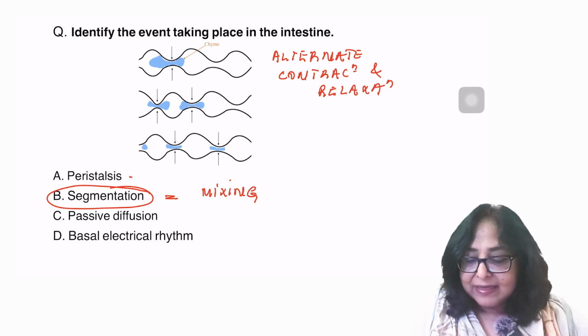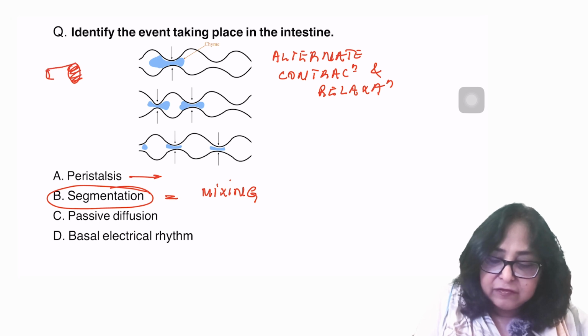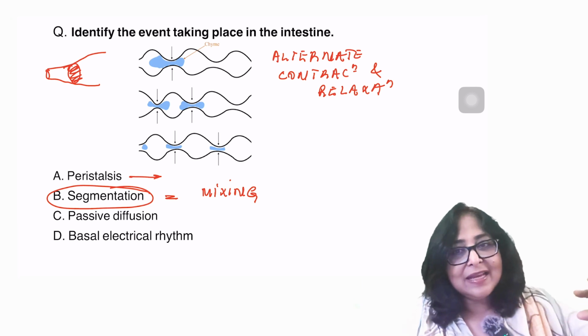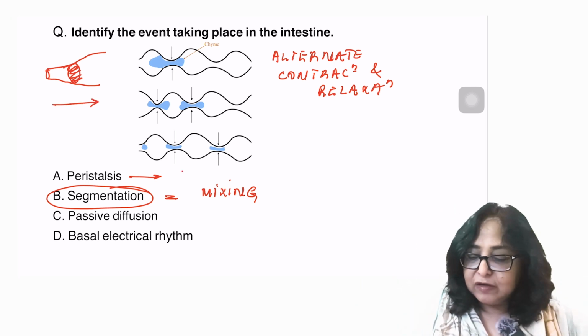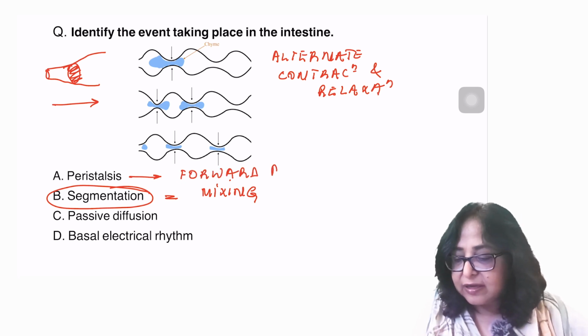Now, what is peristalsis? In peristalsis, there is a ring of contraction behind the food and relaxation in front. So what happens is the food is pushed forwards. This is meant for a forward propulsion of food.